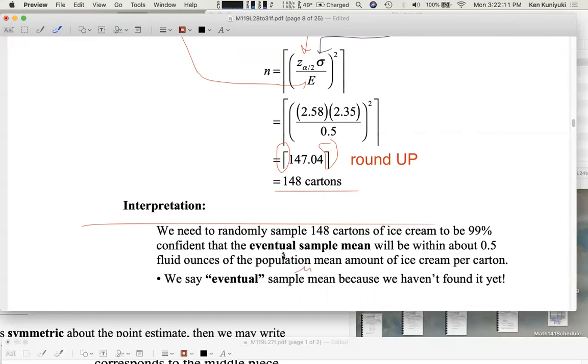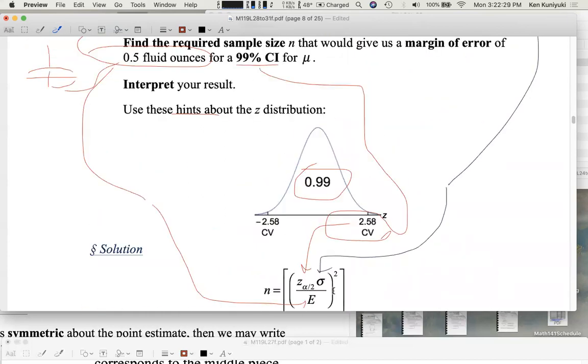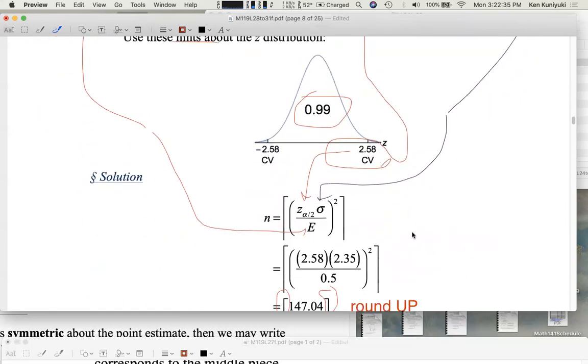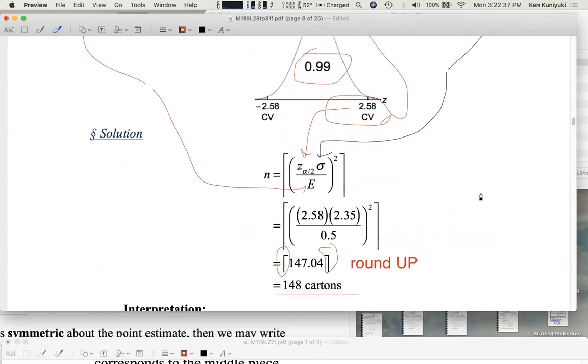I'm saying here the eventual sample mean because we don't know it yet. We haven't conducted the study yet, so we don't have a sample mean yet. But we're setting things up. We're arranging it. We're not cheating because we're using legitimate statistics. It's just this time, instead of being given n and finding e, we're doing the reverse. I'm pre-specifying a desired value for e, and now we're finding the value of n, the sample size we need to accomplish that task, under 99% confidence.